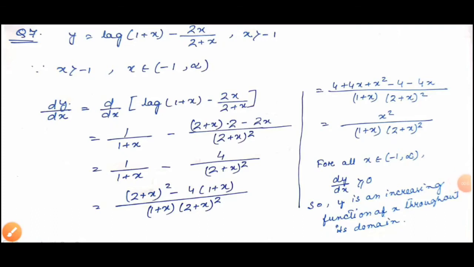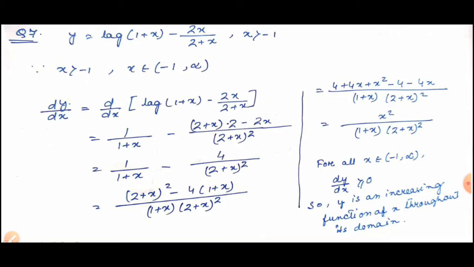Question number 7. Show that y is equal to log(1 plus x) minus 2x by (2 plus x), where x is greater than minus 1, is an increasing function of x throughout its domain. So first of all we have to check what is the domain of this function. Since x is given to be greater than minus 1, that means x belongs to the open interval minus 1 to infinity. That means x will take the values greater than minus 1.